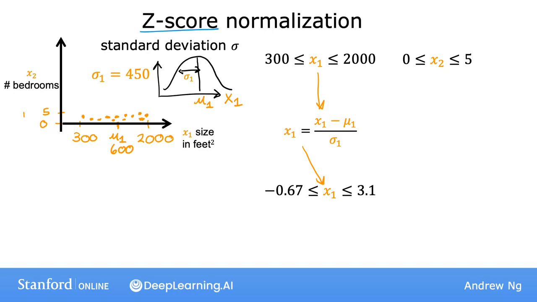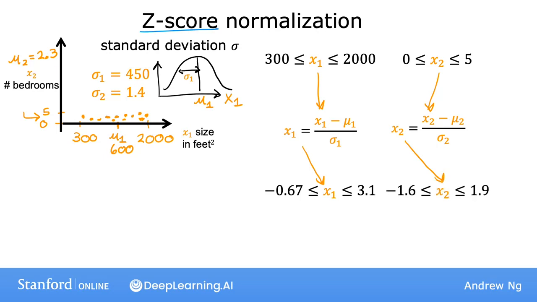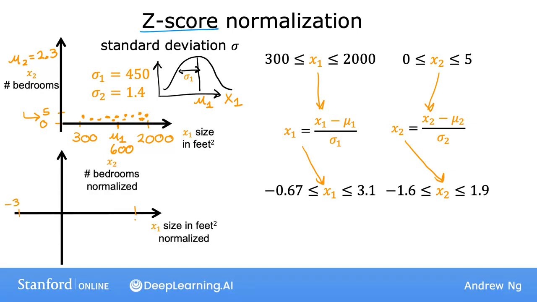Similarly, if you calculate the second feature's standard deviation to be 1.4 and mean to be 2.3, then you can compute x2 minus mu2 divided by sigma 2. And in this case, the z-score normalized x2 might now range from negative 1.6 to 1.9. If you plot the training data on the normalized x1 and x2 on a graph, it might look like this.